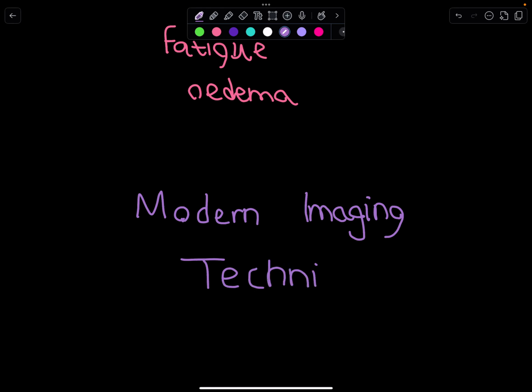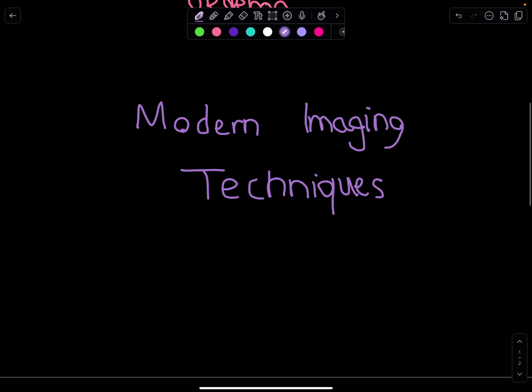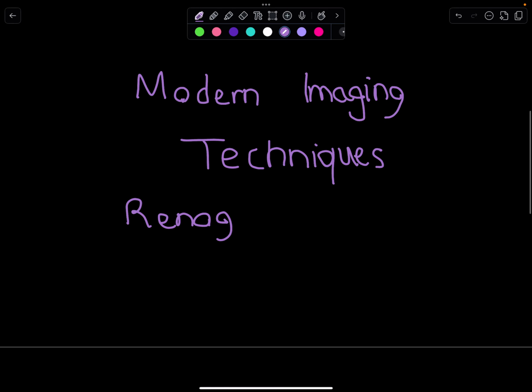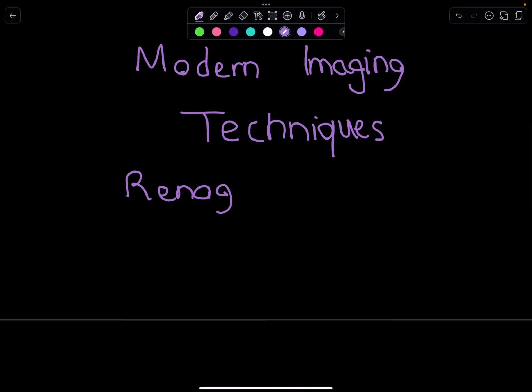What about modern imaging techniques? What do I use? Renography, gamma camera planar scintigraphy, positron emission tomography, single photon emission computerized tomography. Tell us about these, because I don't know what they mean. They're just fancy words to me at the moment.